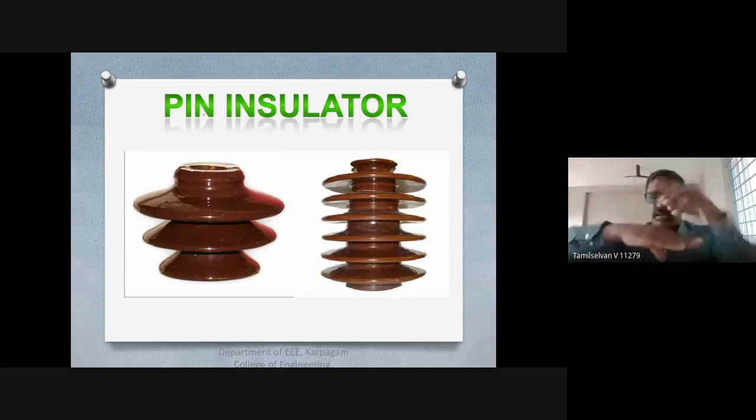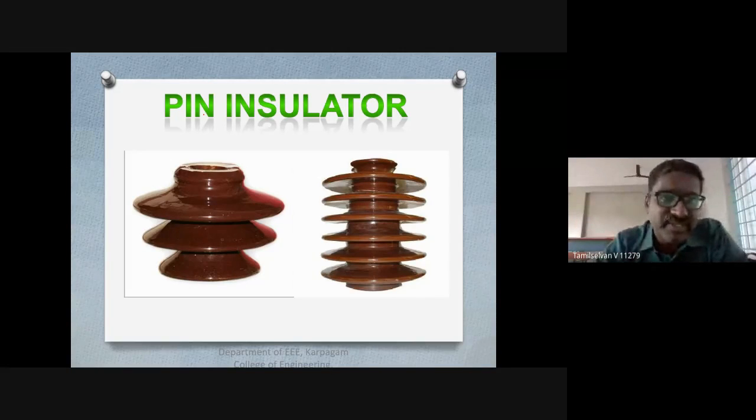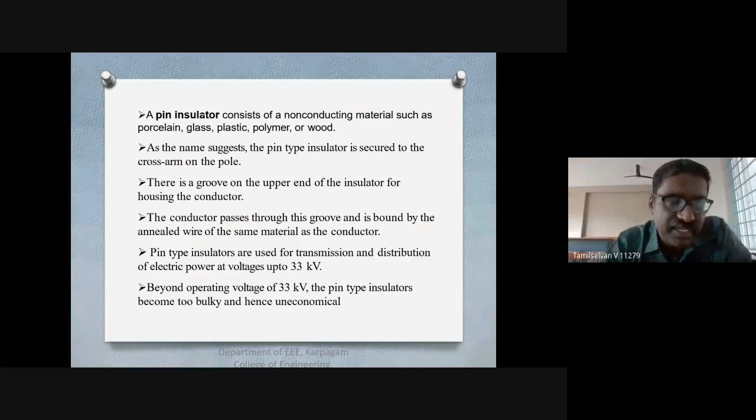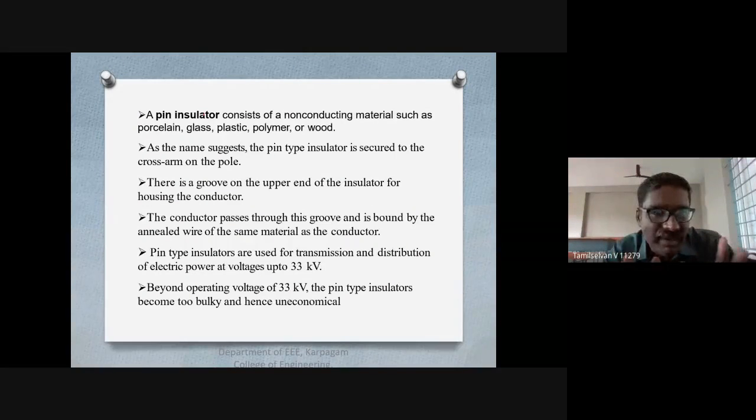In this cross arm, if you place insulators over that cross arm, the type of insulator we normally use here is the pin type insulator. These insulators will be secured on the cross arm on the pole. This type of insulator is called a pin insulator. A pin insulator is a non-conducting material, which can be composed of porcelain, glass, plastic, polymer, or maybe wood. But normally the pin insulators are made up of porcelain only.